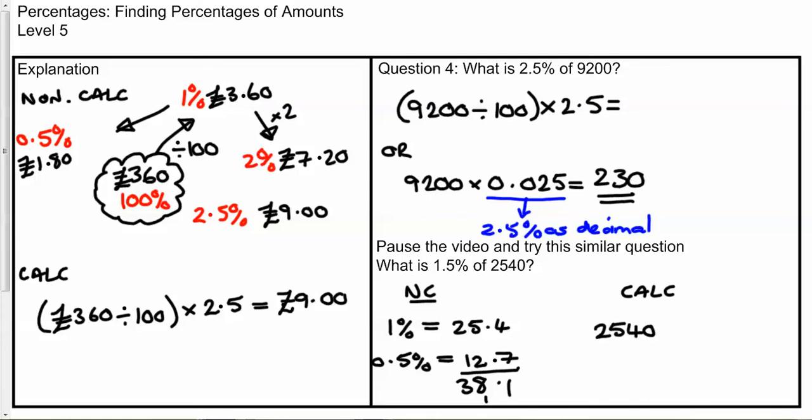The calculator method would have been 2,540 times 0.015 if you convert 1.5% to a decimal, and that gives you, surprisingly enough, 38.1. Once again, I hope that's helped and given you a better idea of how to go about percentage questions.